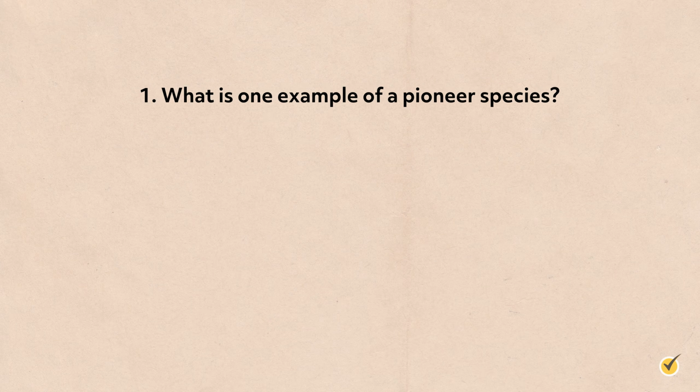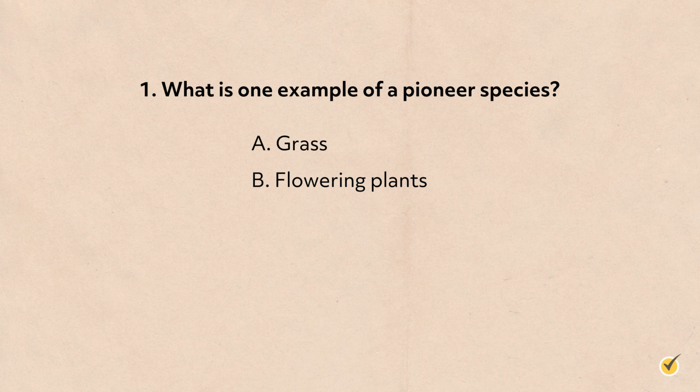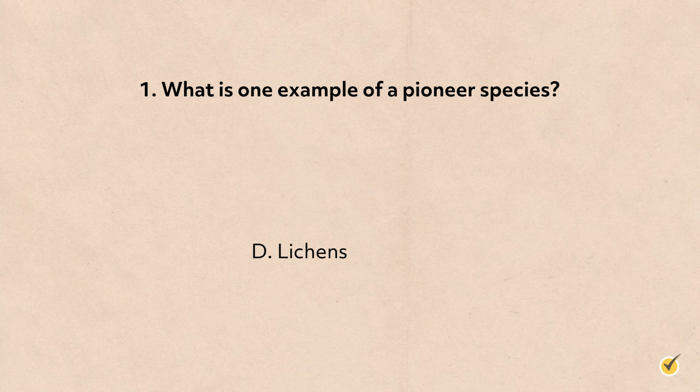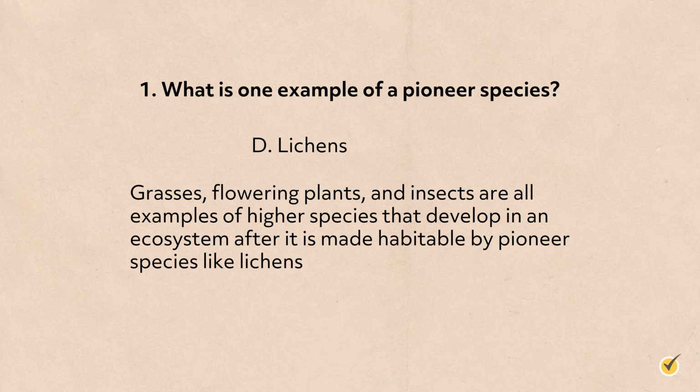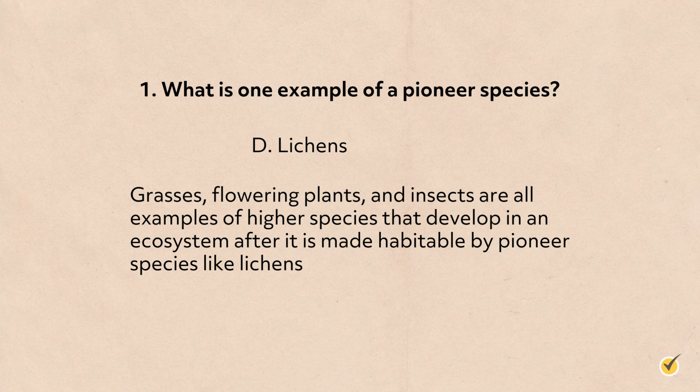Okay, now that we've covered primary and secondary ecological succession, let's see what you remember. Number 1, what is one example of a pioneer species? A, grass. B, flowering plants. C, insects. Or D, lichens? The correct answer is D, lichens. Grasses, flowering plants, and insects are all examples of higher species that develop in an ecosystem after it is made habitable by pioneer species like lichens.